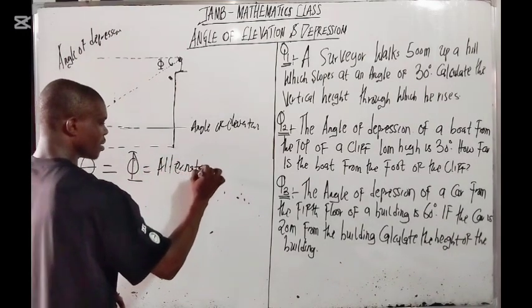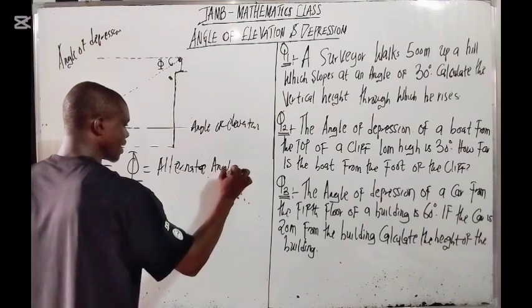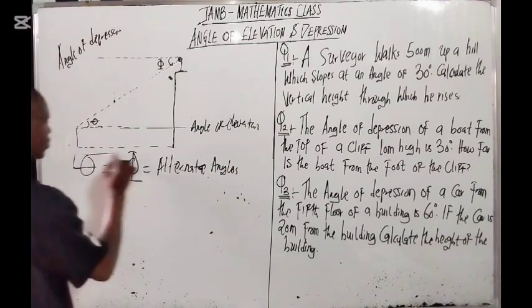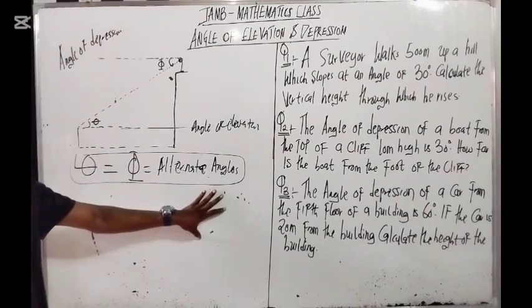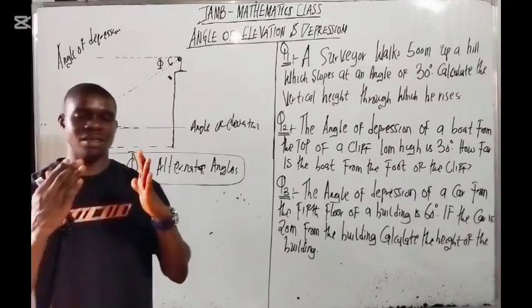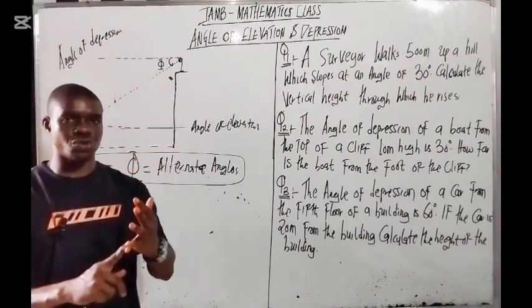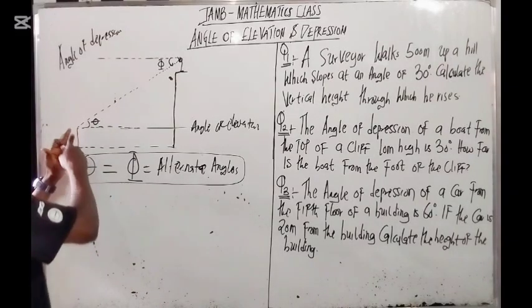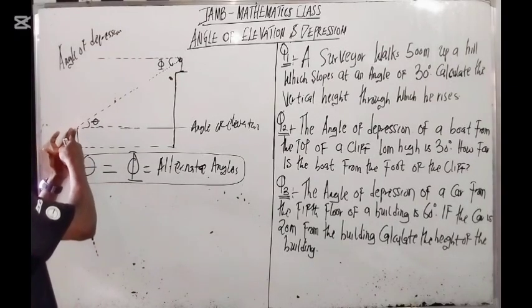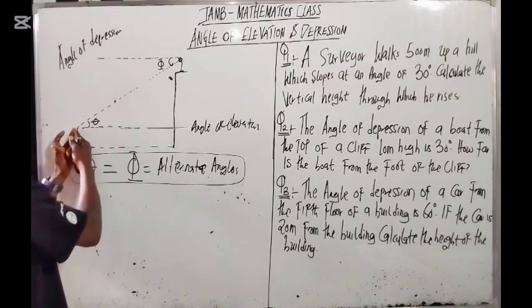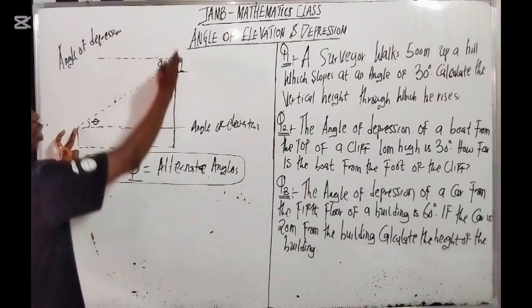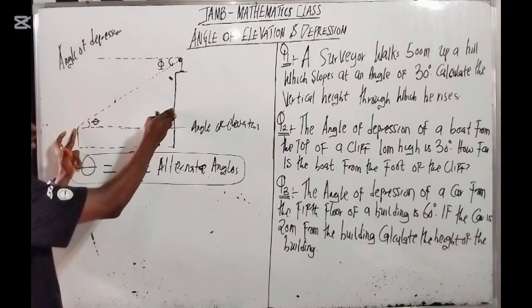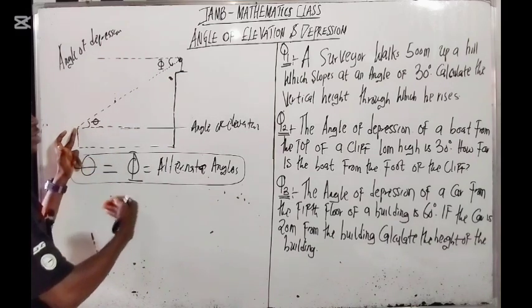They are called alternate angles. Now the angle of elevation can be used to calculate the distance between two points, or the height of a building. Do you understand? So that is what angle of elevation and depression is used for.